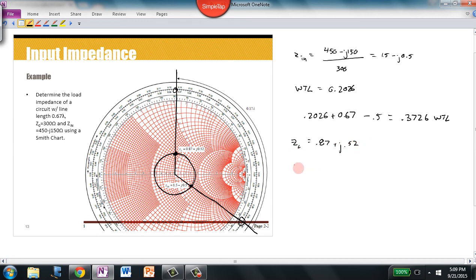So now all I need to do is unnormalize, so capital ZL is just equal to lowercase zl times capital Z0, so that's 300 times 0.87 plus J0.52. That gives me a load impedance of 261 ohms plus J156 ohms. And so that's how to calculate a load impedance using the Smith chart.